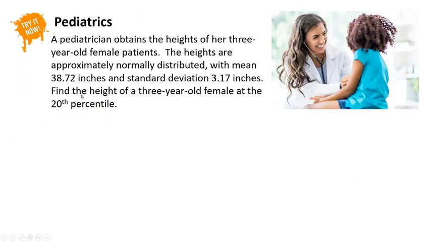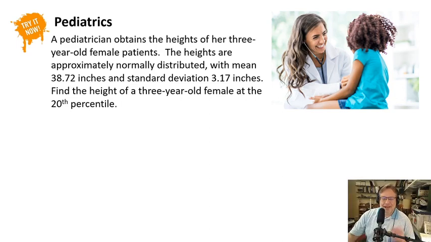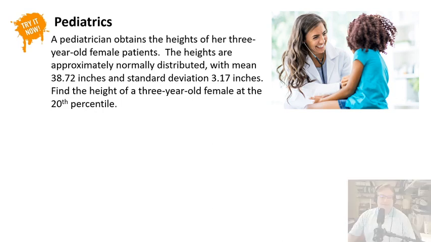All right, here's another example using the same pediatrics situation here. Again, the heights are approximately normally distributed with mean 38.72 inches and a standard deviation of 3.17 inches. Find the height of a 3-year-old female at the 20th percentile. So let's think what that means here. 20th percentile, that means that 20% of kids are shorter than this person and 80% of kids are taller than this person. So think what that standard normal distribution curve is going to look like when you plot that out. So take some time for this.